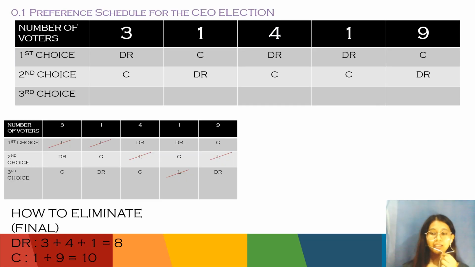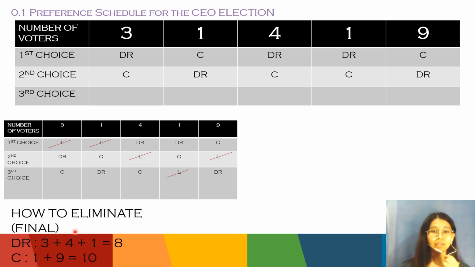Since Lagdameo is now eliminated for having the fewest votes, there will be changes in the first row. Since we only have two candidates left, this will be the final step to determine who will be the next CEO.